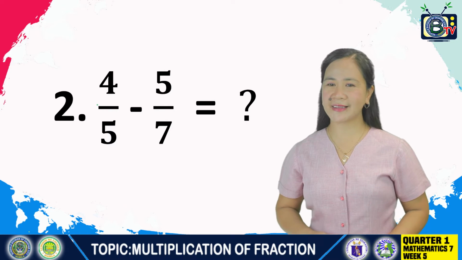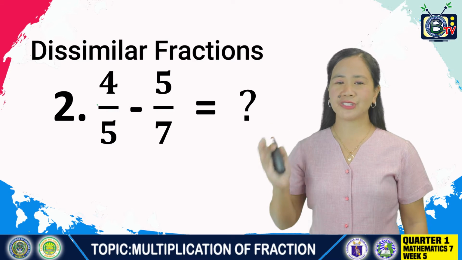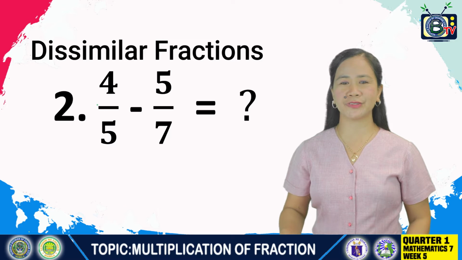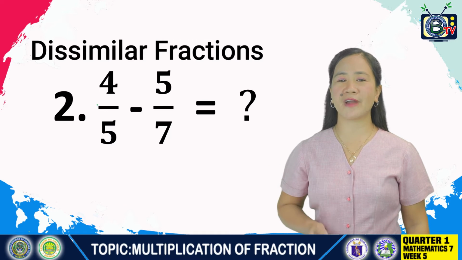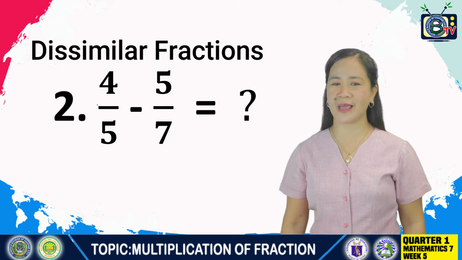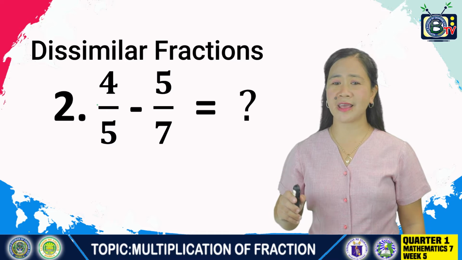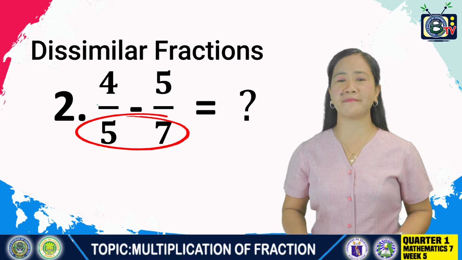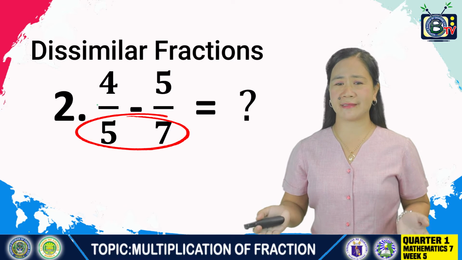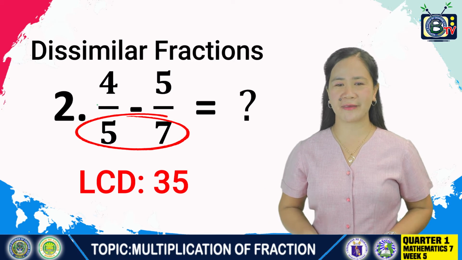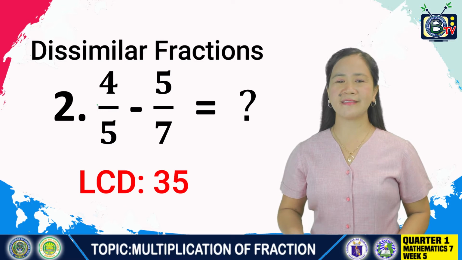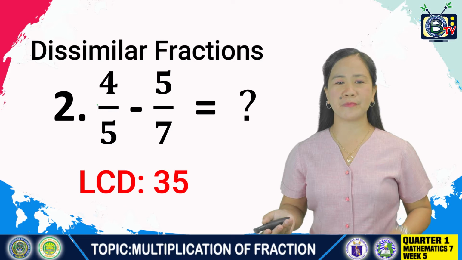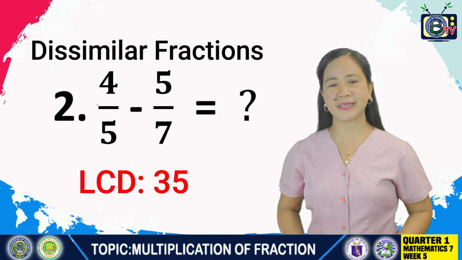Okay, are you done, class? As you can see that the given are dissimilar fractions. So what are you going to do? Rename the fractions to make them similar, right? And then the denominator should be the least common multiple of 5 and 7. And what is it? It's 35, isn't it? Then, to make them similar, divide the least common denominator by the denominators 5 and 7.